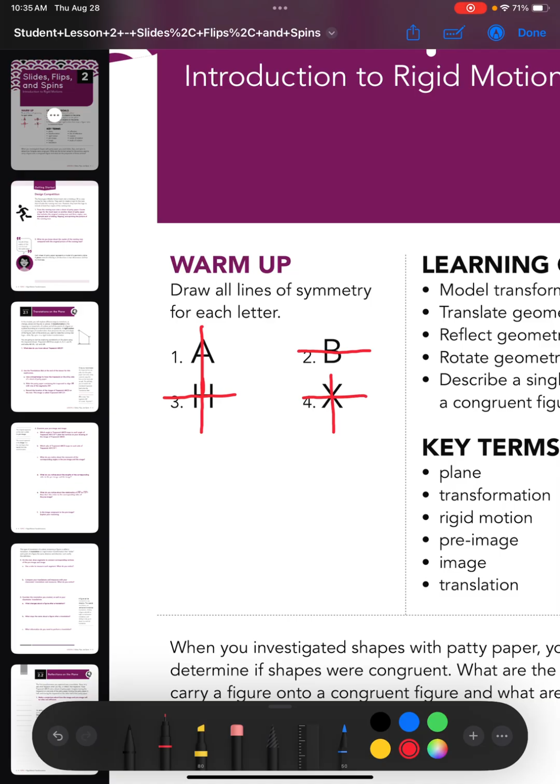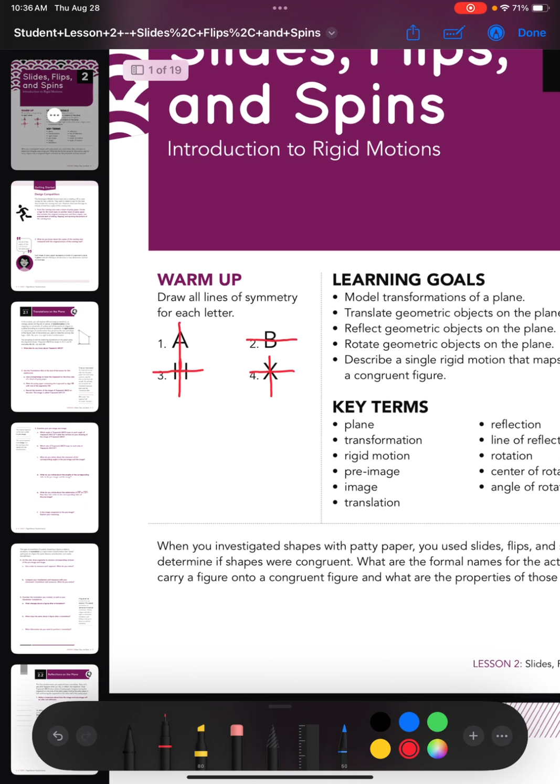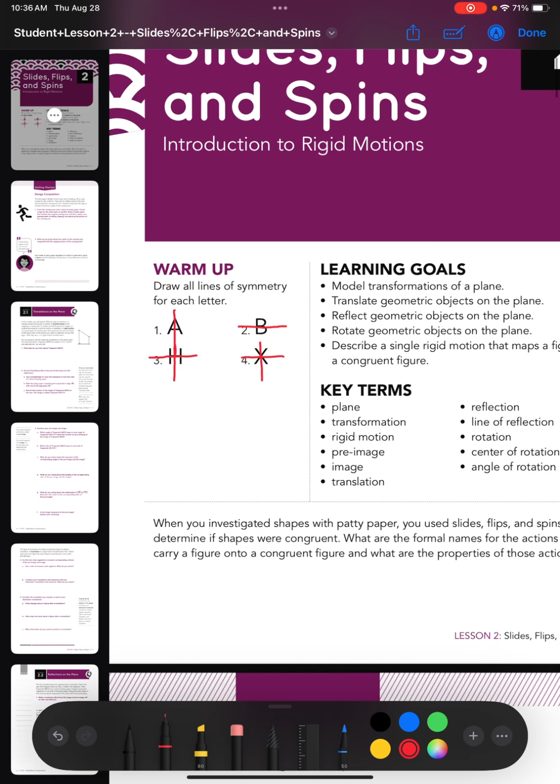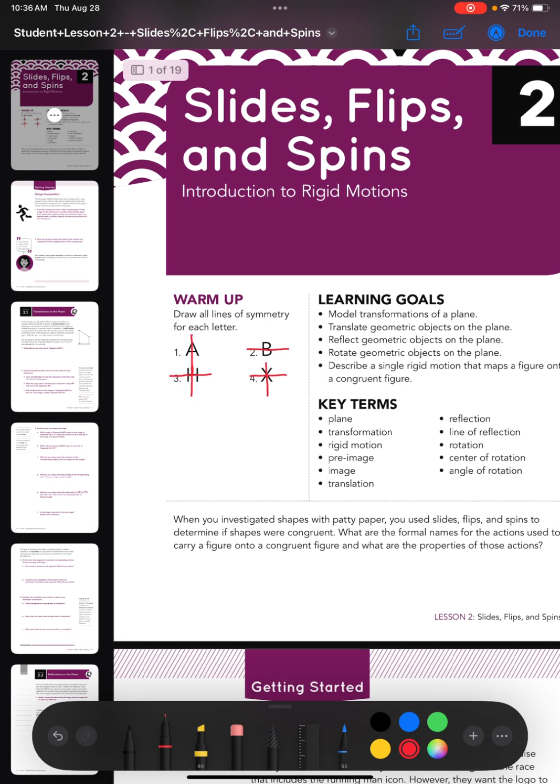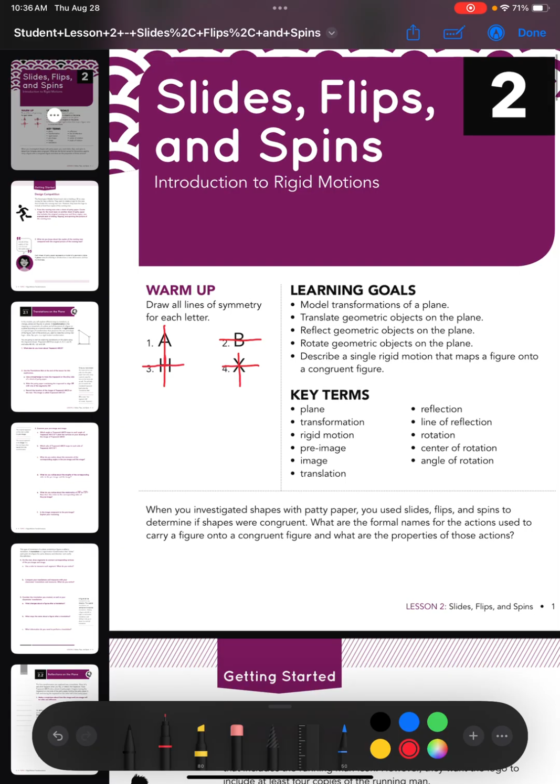Vertical and horizontal. Okay, so we'll be drawing on that knowledge of lines of symmetry when we get to our various transformations we're going to look at. So again, keys today: learning goals, model transformations on a plane, translate geometric objects on a plane, reflect, rotate, and just describing single rigid motions that maps a figure onto a congruent figure.